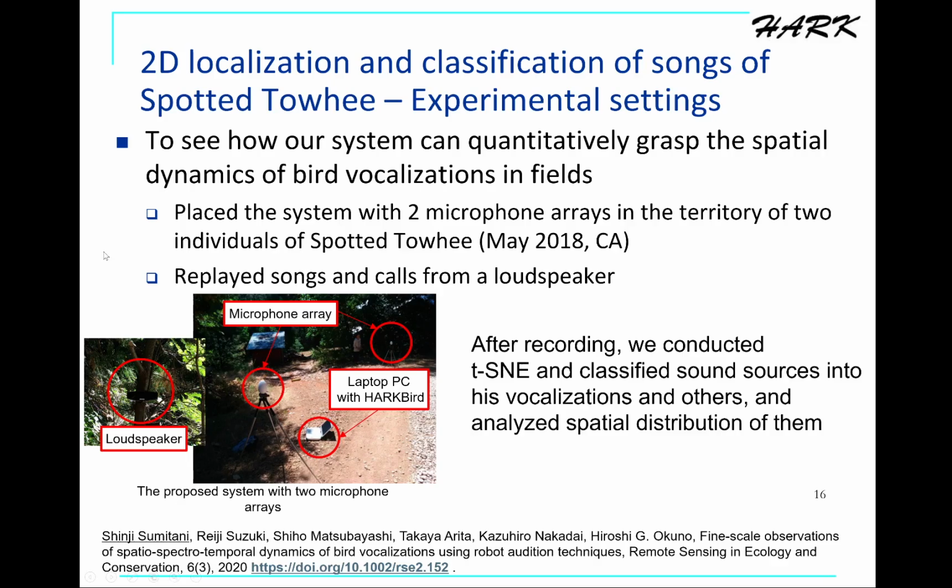So by using this, we first conducted an experiment on the 2D localization and classification of songs of the spotted towhee. To see how our system can quantitatively grasp the spatial dynamics of bird vocalization in the field, we placed the system with two microphone arrays in the territory of two individuals of spotted towhee in May 2018 in California, and we replayed the songs and calls from a loudspeaker.